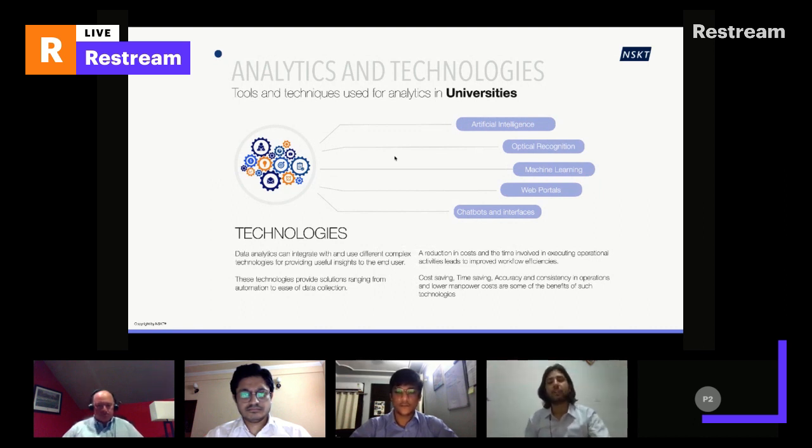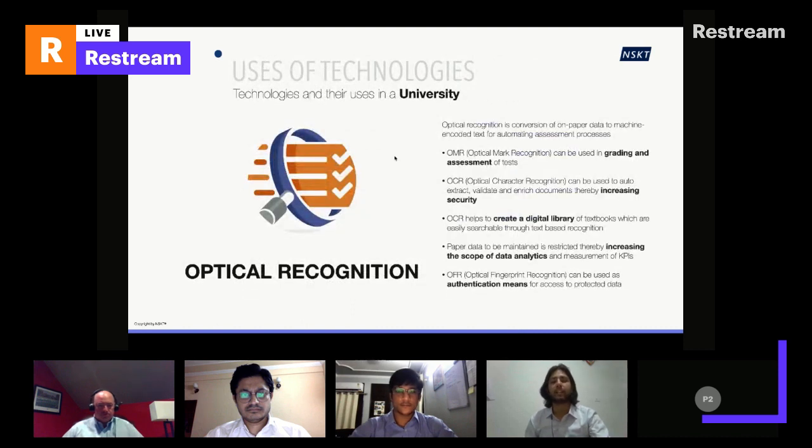So the first technology is optical recognition. Colleges and different types of institutions where examinations are held use OMR technology, optical mark recognition, for grading and assessment. Using this technology, the results are accurate, and also we can get the results on a real time basis.